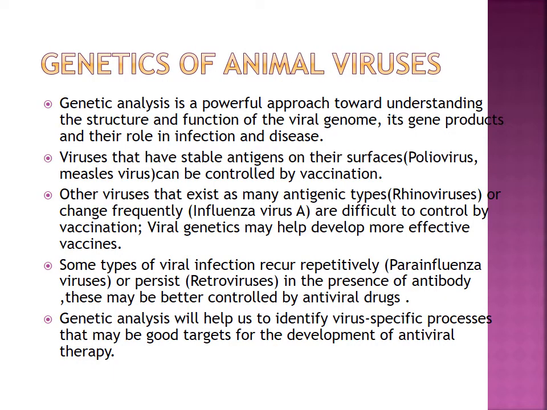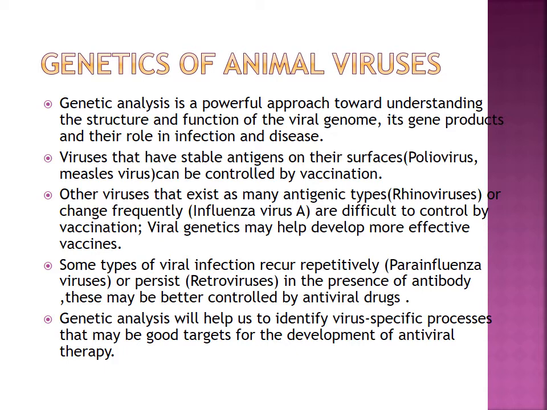Genetics of Animal Viruses. Genetic analysis is a powerful approach toward understanding the structure and function of the viral genome, its gene products, and their role in infection and disease. Viruses that have stable antigens on the surface, such as poliovirus and measles virus, can be controlled by vaccination. Other viruses that exist as many antigenic types, for example rhinoviruses, or those that frequently change their antigens, such as influenza A viruses, are difficult to control by vaccination.